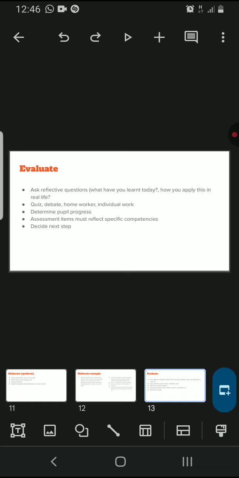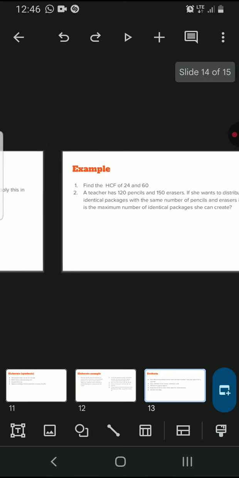At evaluate stage, the teacher should ask reflective questions. That is at the end. Can give quizzes, debate, homework, or individual work. The aim of this stage is to determine the pupil's progress. Assessment items must reflect specific what? Competences. Thereafter, the teacher has to decide whether to give remedial or to move to the next lesson.